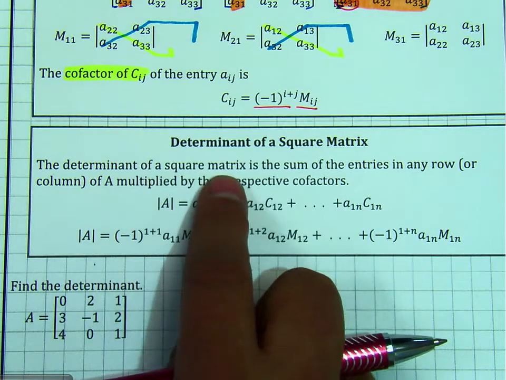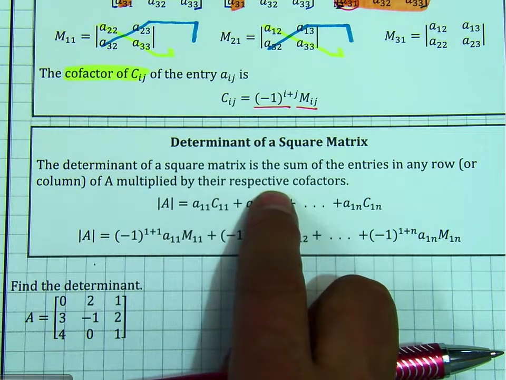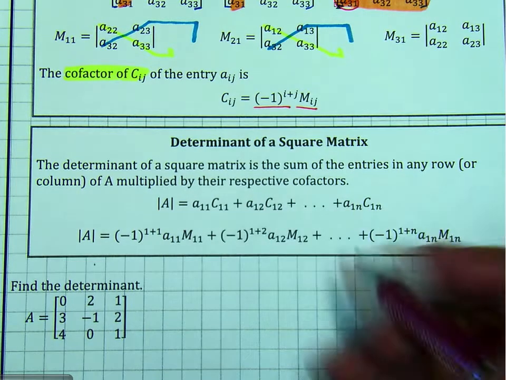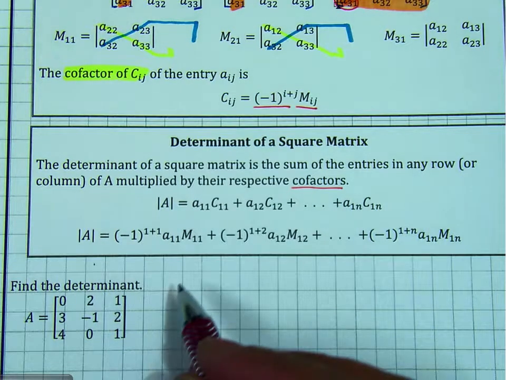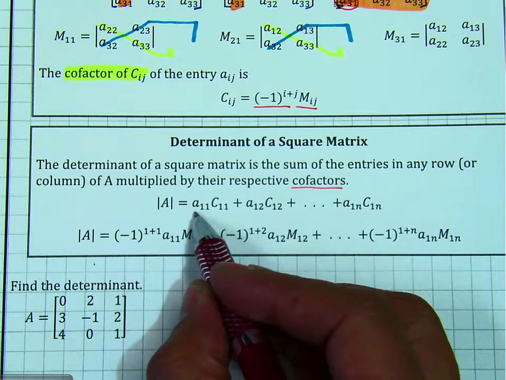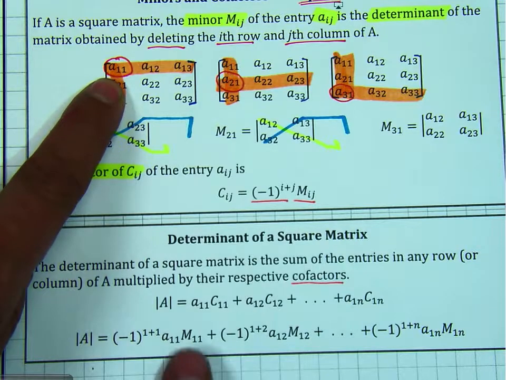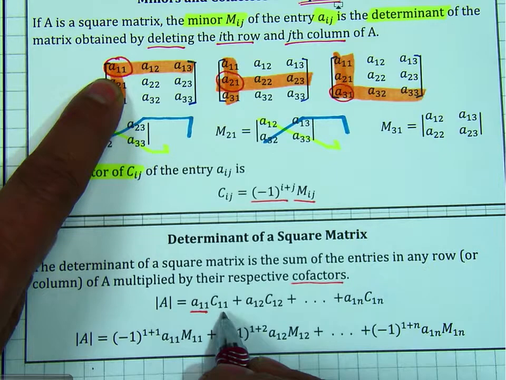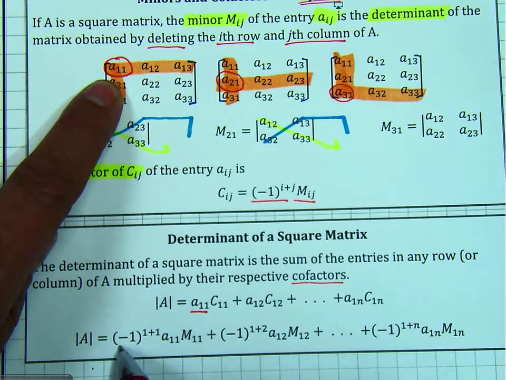So the determinant of a square matrix is the sum of the entries in any row of A multiplied by their respective cofactors. And they give you a formula. They give you A11, so you're going to multiply that number. In this case, the number that's located here is A11. And you're going to multiply by the cofactor. Now remember, the cofactor has 2 components. It has -1 to the i plus j. In this case, i and j is 1, 1.